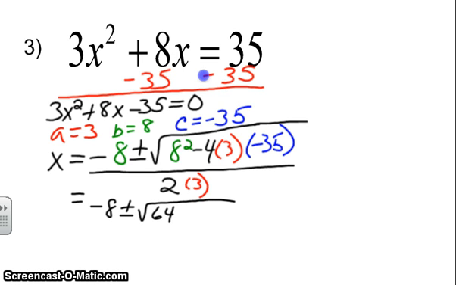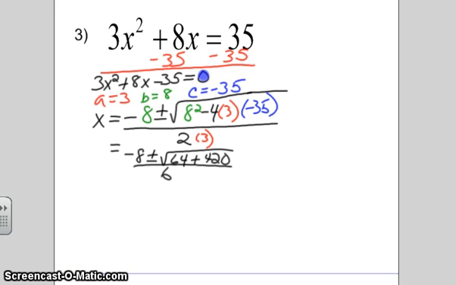Here I've got a negative times a positive times a negative, so I've got 2 negatives. The 2 negatives cancel each other out, become positive. What is it? 420. It's good. All over 2 times 3 is 6. All right, now we're going to add underneath that radical. So 64 plus 420 is 484. So up to here, I'm hoping that you got that much.